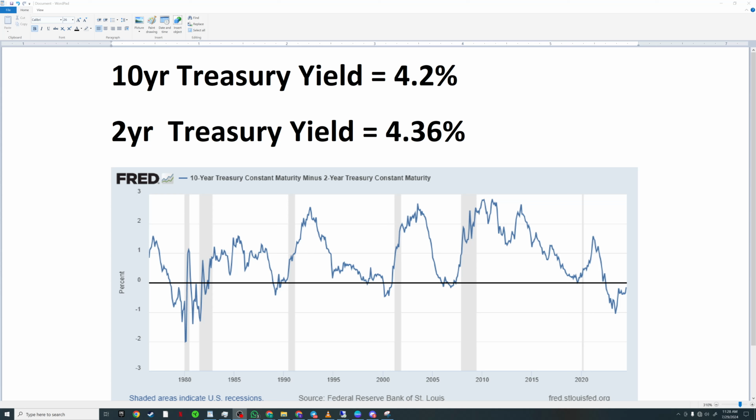Currently, 2 year treasury bonds are yielding 4.36% per annum. So if you hold it till maturity, you will get the premium based on 4.36% annualized. On the other hand, if you hold a 10-year treasury bond, you are going to get 4.2% annualized. So it's counterintuitive, isn't it? The longer term bond you would think would pay you more, and that's how it usually is. The shorter term bond should pay you less because you're holding it for less time, so your risk is lower.